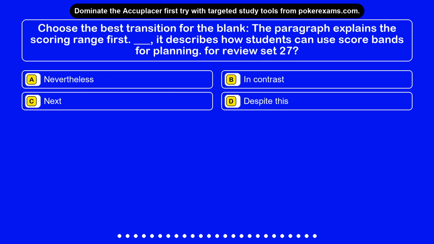Question 21. Choose the best transition for the blank. The paragraph explains the scoring range first. Blank. It describes how students can use score bands for planning. For review set 27. Option A. Nevertheless. Option B. In contrast. Option C. Next. Option D. Despite this.